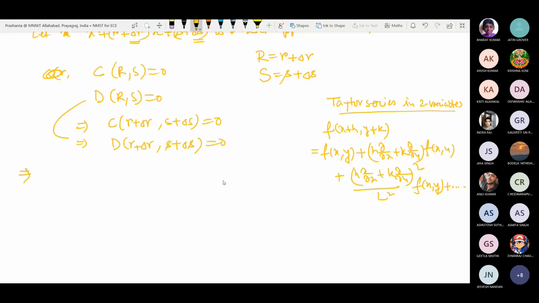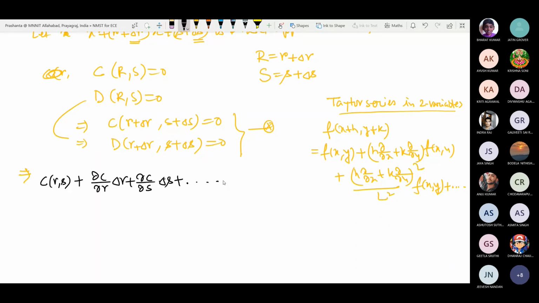Okay, so use the Taylor series expansion in two variables and tell me what equations you will be getting from star. Tell me. C of r comma s plus del c by del r into delta r plus del c by del s into delta s plus the remaining terms, they will be non-linear terms. All of them will be higher order in delta r and delta s.